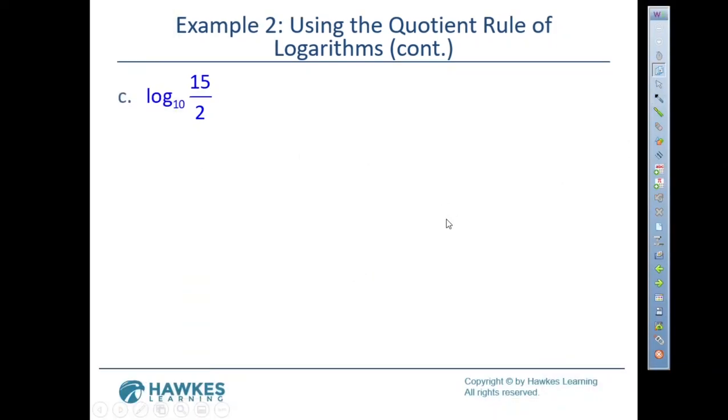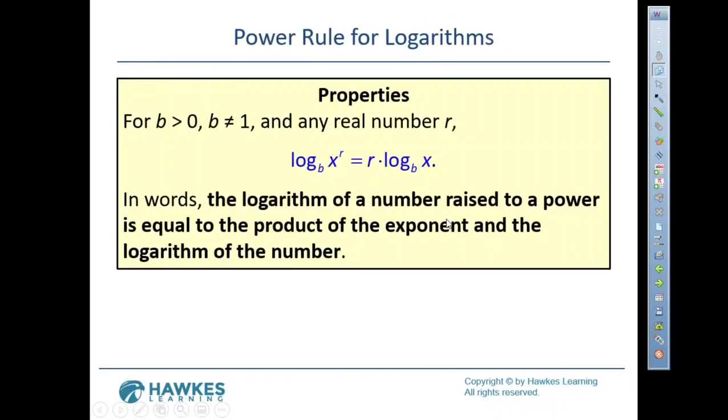Lastly, the property we're going to look at is our power property, which basically says if your argument is raised to a power, the power just comes out in front. All right, now notice my base is different than the argument. Now, if my base is the same as the argument, then my solution is just the power. Okay, so let's not get those mixed up.